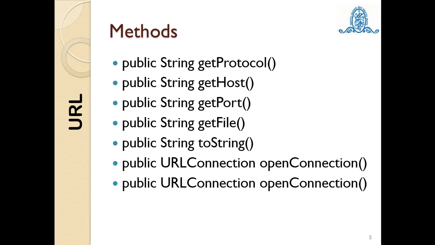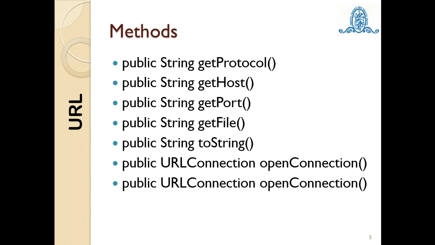Now the class defines various methods to get all the components of the URL. The methods are getProtocol, getHost, getPort and getFile. Here getProtocol returns the value of the protocol which we use. getHost returns the host name of the machine. getPort returns the port number to which we connect, and getFile returns the path name of the file. Then the public String toString method returns the string representation of the URL.